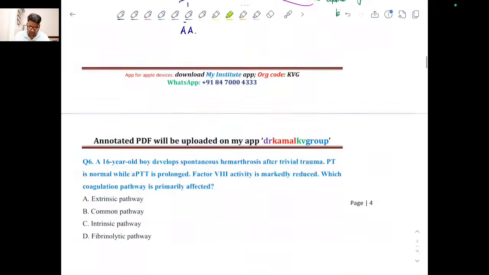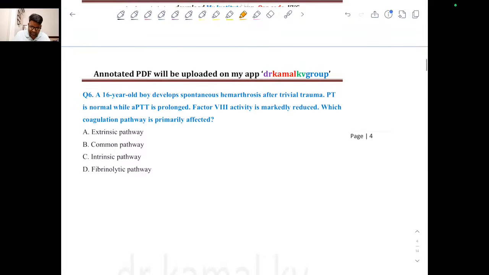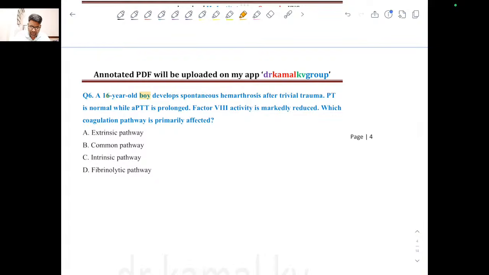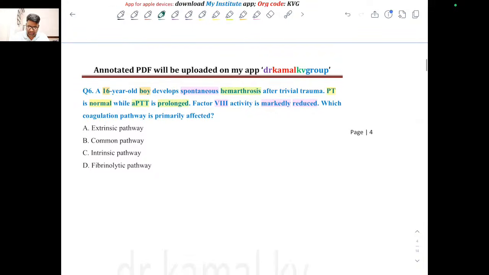Very good. Now moving forward to the next question, a 16-year-old boy, right? The 16-year-old boy has spontaneous hemarthrosis after a trivial trauma. PT is normal and activated partial thromboplastin time is prolonged. Factor VIII level is markedly reduced. Which coagulation pathway is primarily affected? This kind of question we discussed yesterday in physiology also. So just a twisted version of that, you can say.